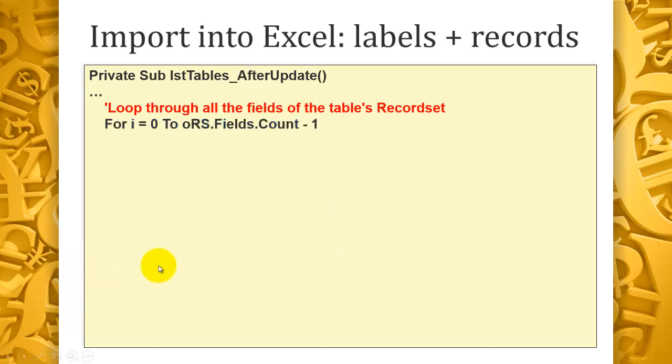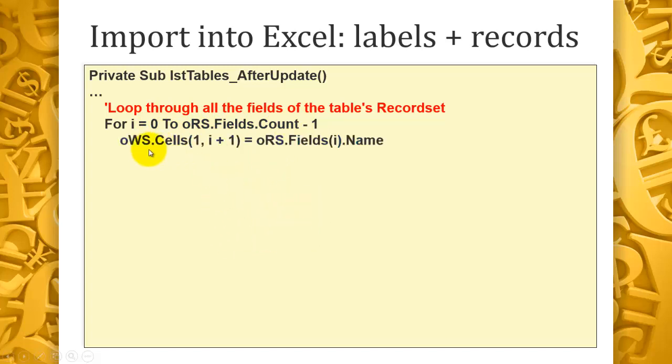So we loop through all the fields of the record set, as many as there are. We run I from 0 to the count minus 1. You could run it from 1 to the count. If you start at 0, you have to run to count minus 1.